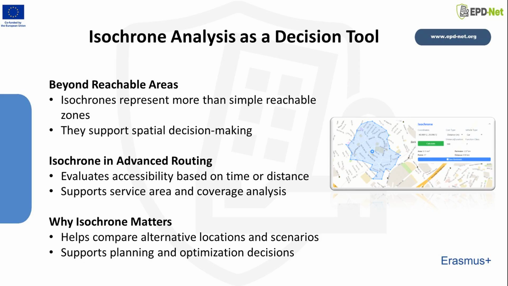Isochrone analysis goes beyond identifying areas that can be reached within a given time or distance. In advanced routing, isochrones function as decision support tools that help evaluate accessibility and spatial coverage. By generating reachable areas based on time or distance thresholds, isochrone analysis allows planners and decision-makers to assess how well locations are served under different routing scenarios.